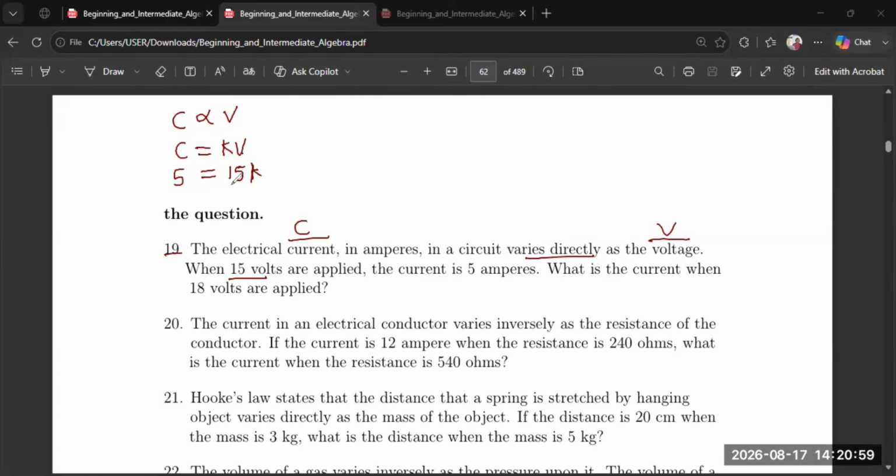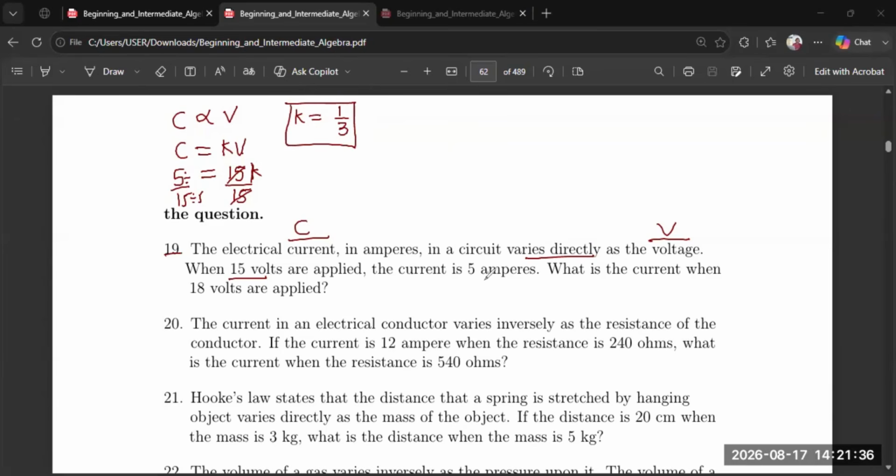When you want to get the value of K, you divide everybody by 15, just like that. When you do that, you see that K is equal to 5 over 15, which is the same as 1 over 3. When you divide the numerator by 5, you get 1, and when you divide the denominator by 5, you get 3. Sorry, not 1 over 5, it's 1 over 3. So that is exactly 1 over 3. Now we've got the constant of variation.